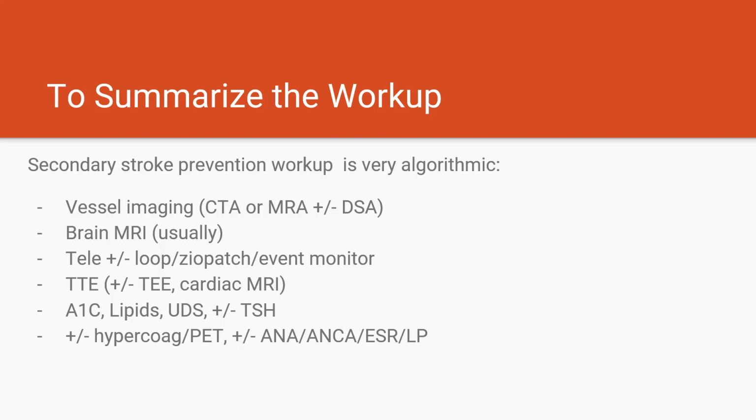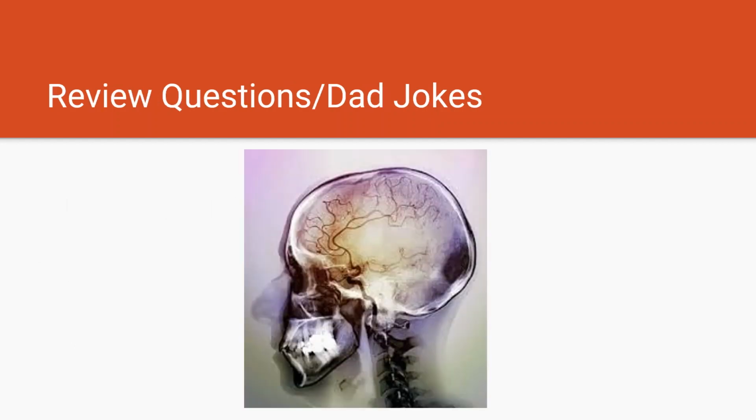We get risk stratification labs with an A1C, lipids, UDS, and sometimes a TSH. And then we'll get a hypercoag or autoimmune/infectious workup if appropriate. And that's it. There's a lot in these two lectures, but if you understand them well, you're really going to be able to take care of a large proportion of our inpatient service.